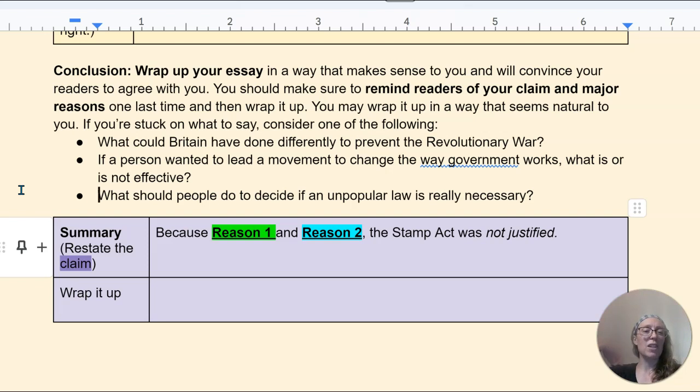What could the colonists have done, looking at document E, to figure out if this really and truly was not fair? What do we need to do now to figure out if a law really is not fair? So those are some ideas. Like I said, you do not have to use those ideas. But once you get that conclusion and the introduction box done, you are done with the pre-writing and ready to write that essay.